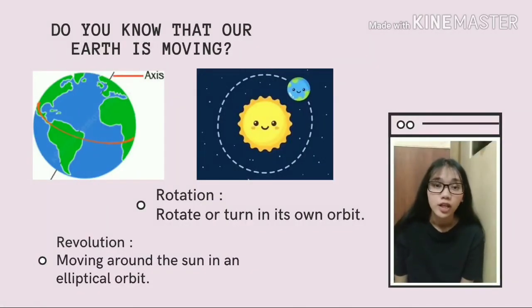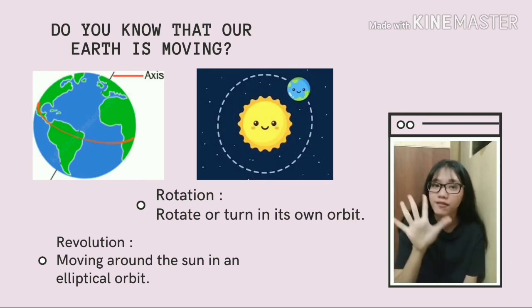But before that, do you know that our Earth is moving? Yeah, our Earth and the other planets rotate or turn on their own axis, and this movement is called rotation. Also, they move around the Sun in an elliptical orbit, and it's called revolution. To make a complete rotation, the Earth needs 24 hours or a day, and the Earth's revolution takes 365 days, or exactly 1 year.